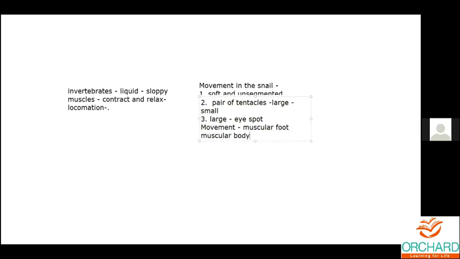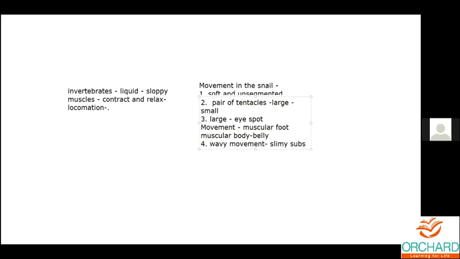So with the help of the muscular foot and muscular body they'll be moving, and the area of the body which is involved is the belly. The belly helps in the movement. So the muscular foot will be followed by the belly, and they'll be moving. This movement of the snail will be in a wavy movement, and again they have the slimy substance with them.